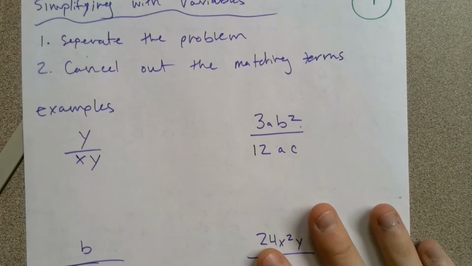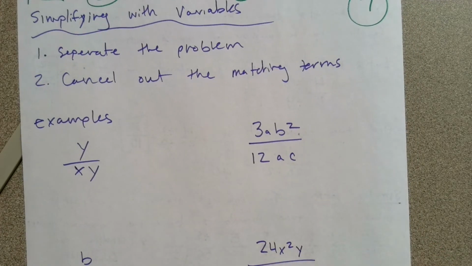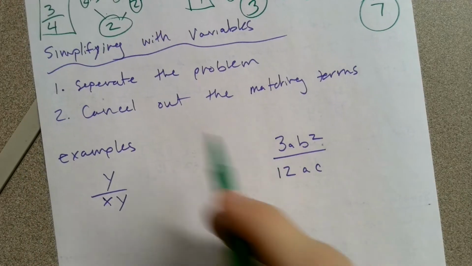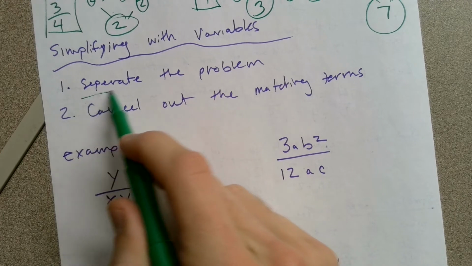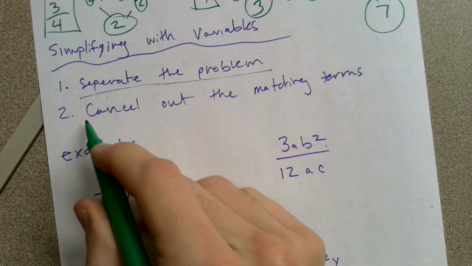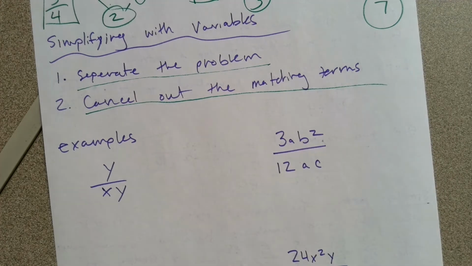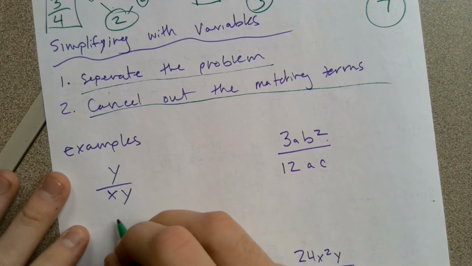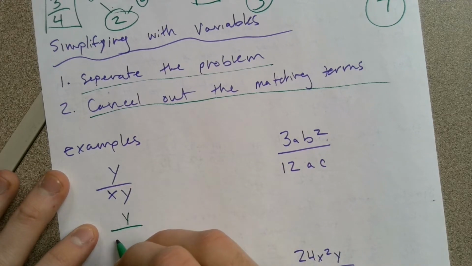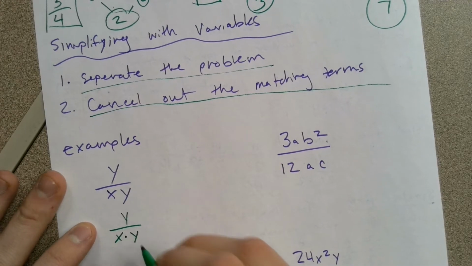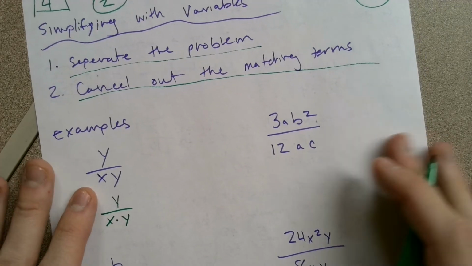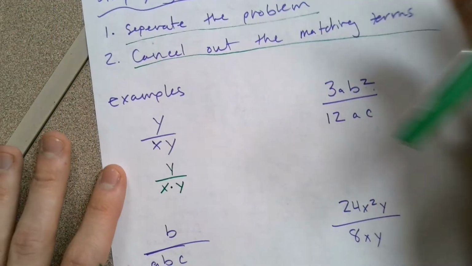We're bringing the variables. Simplifying with variables. I think this is easier. Here's what we can do. The first step, separate the problem. Second step, cancel out everything that has matching terms. Check it out. Number 1, separate this problem. What that means is they want us to go y over x times y. I separated it. Oh, look at that. I'm so good at math.